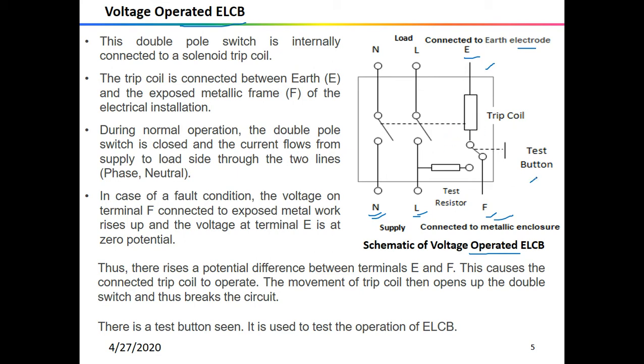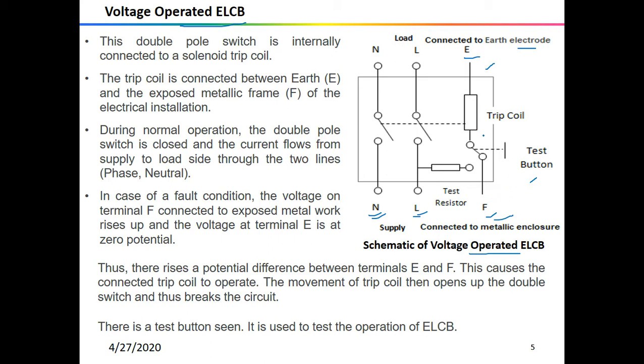There is a test button also given here, and it is used to test the operation of the ELCB, how this ELCB works. When it is pressed, it temporarily connects the terminal F to the line via this resistor, and it disconnects the supply back to the metal enclosure so as to avoid dangerous electrical current going back to the metal enclosure.